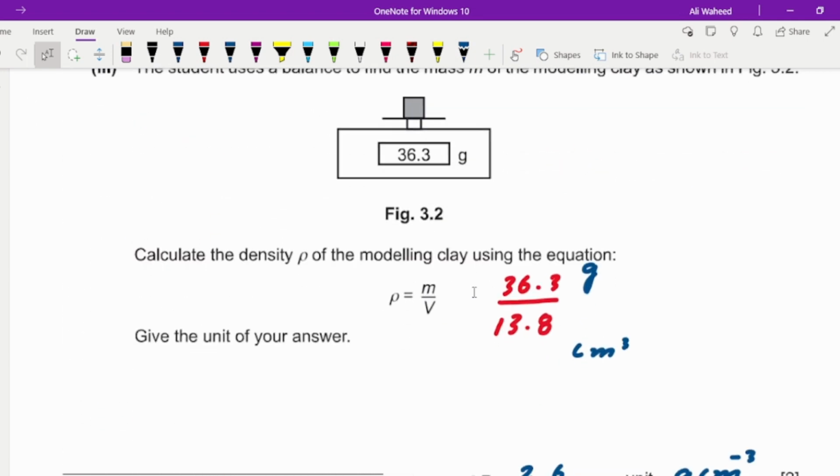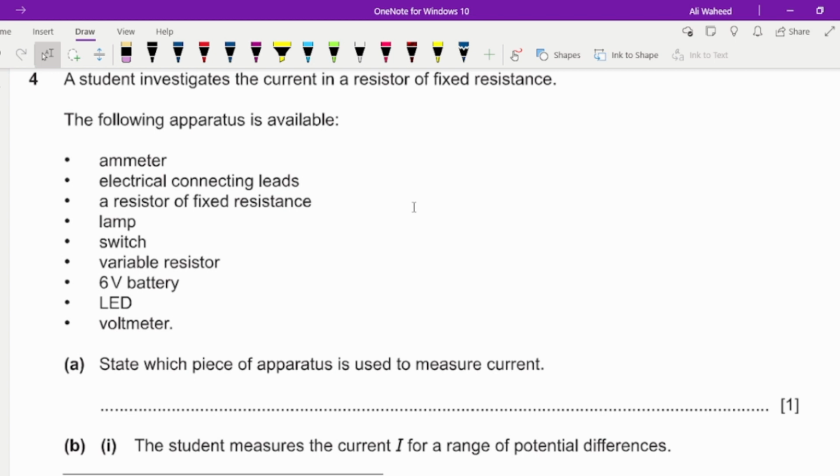This was kind of an easy one. We just had to record some of the values, plug them into the formula and do some calculations. Anyway, moving on to the next one.